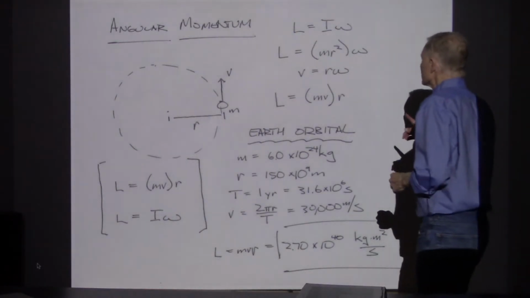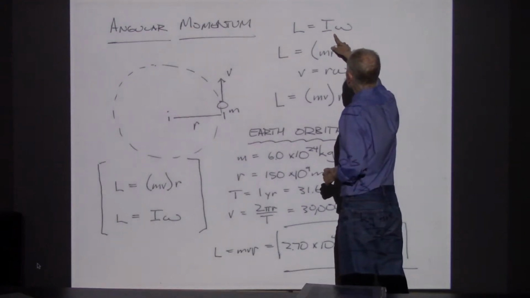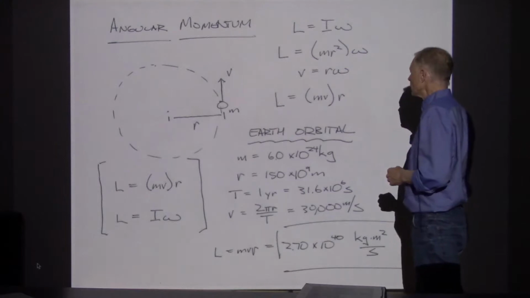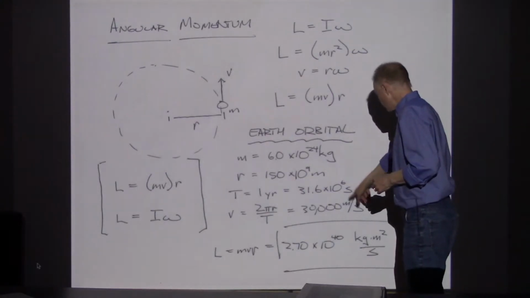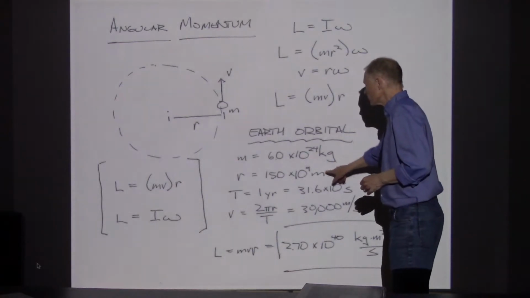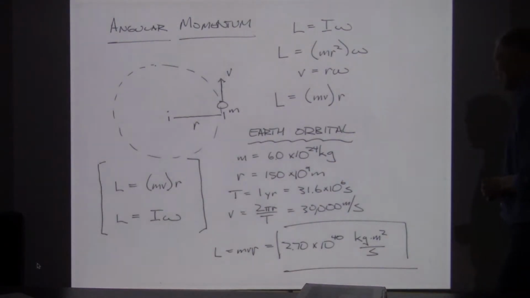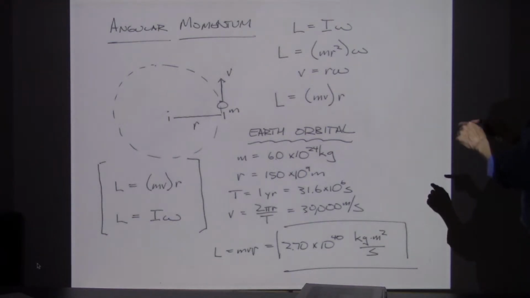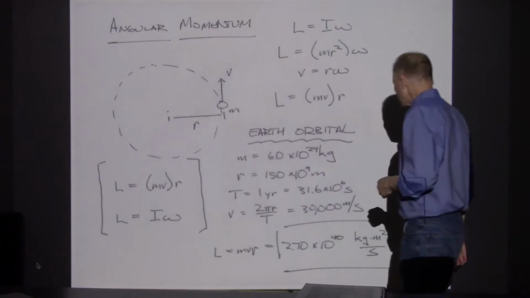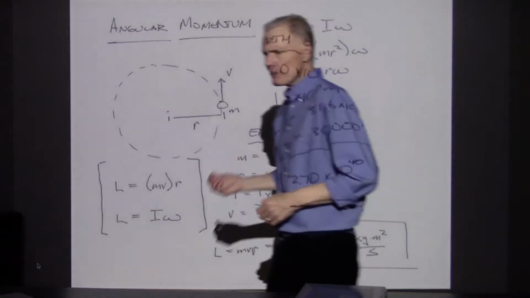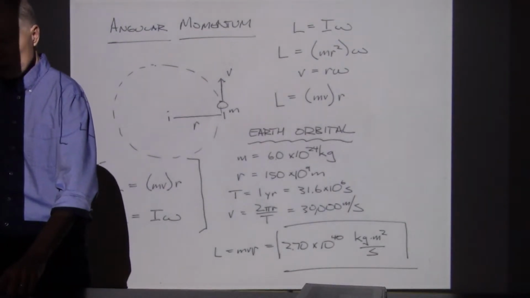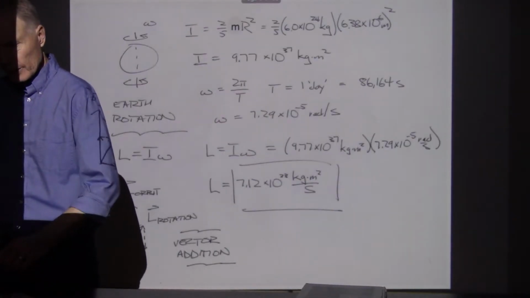So what we could do is this. We could say, do I want to use I omega, or do I want to use mvr? And I thought, I'll just use mvr. I know what the mass of the Earth is. We've just calculated what its speed is. And we looked up information about the radius of the circular orbit. If I take the m, v, and r, that worked out to be 2.70 times 10 to the 40th kilograms times meters squared per second. Someone come up with a unit for angular momentum that we can use.